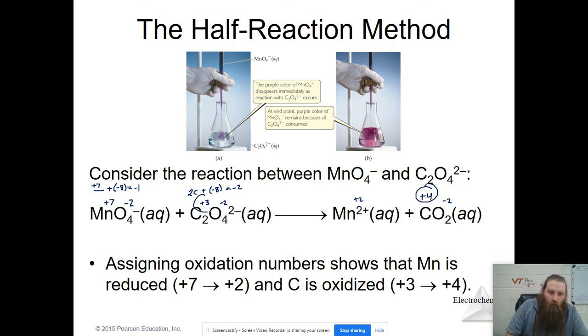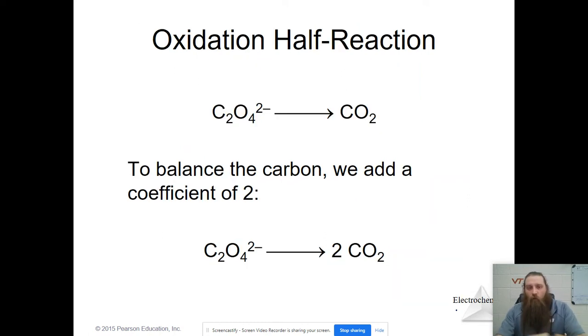So we can see that carbon has changed. It's increased. And we can see that manganese has been reduced. So manganese went from +7 to +2. Carbon was oxidized. It went from +3 to +4. How can we balance this out then? Well, start with the oxidation half reaction.